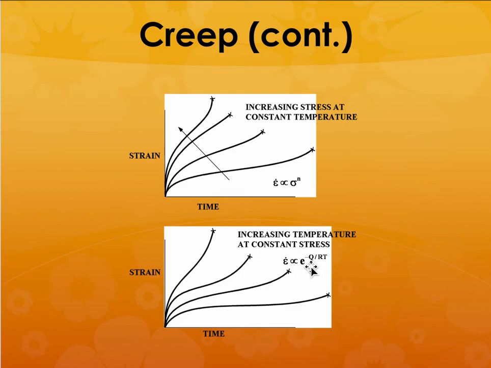So what is Q? Q is the activation energy for the creep processes to start. Okay, so for every material there is something called Q, and this could be different for different temperatures. So as the temperature is increasing, Q will start decreasing.